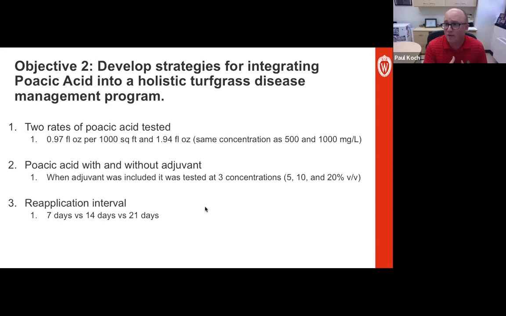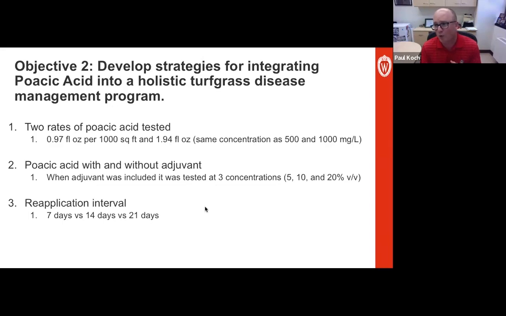One, we tested 2 different rates of Poacic acid, 0.97 fluid ounces and 1.94 fluid ounces per 1,000 square feet. These are the same concentrations that were tested in our original plant pathology paper, 500 milligrams per liter and 1,000 milligrams per liter. Then we did it with and without adjuvant. We didn't know the impact the adjuvant would have. So when we did test with adjuvant, we actually tested at 3 different concentrations: 5, 10, and 20% volume by volume.